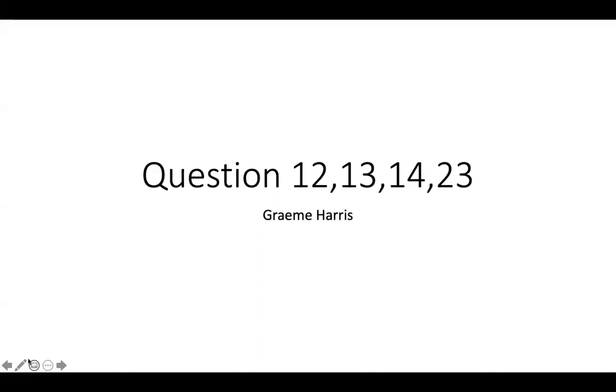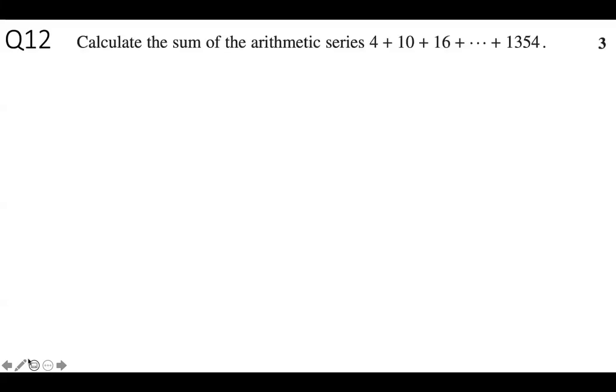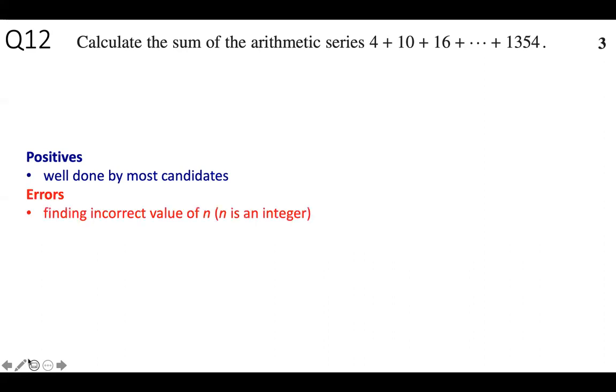and 23 from 2020. So first of all, you can see question 12, it was worth 3 marks and we're finding the sum of an arithmetic series. Now, this question was well done by most of the candidates who attempted it. By and large, it was well attempted.